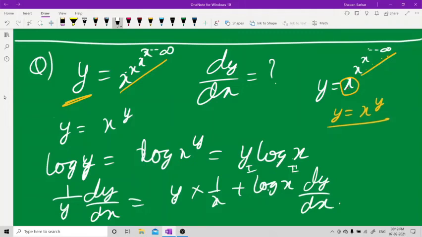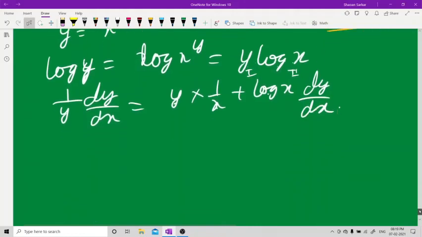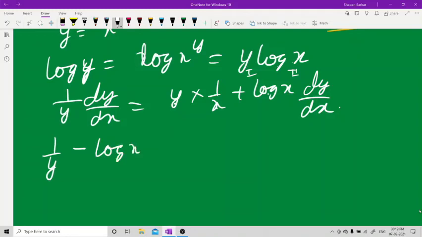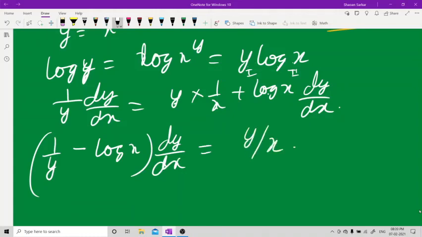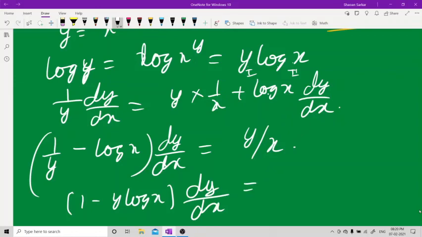Now take dy by dx all on one side. Now this dy by dx will go to this side. So 1 upon y minus log x dy by dx is equal to y upon x, right? So take the LCM: 1 minus y log x upon y, dy by dx, equal to y upon x.